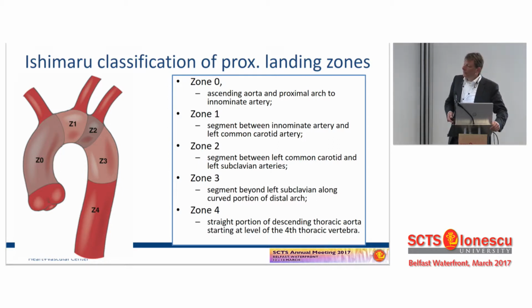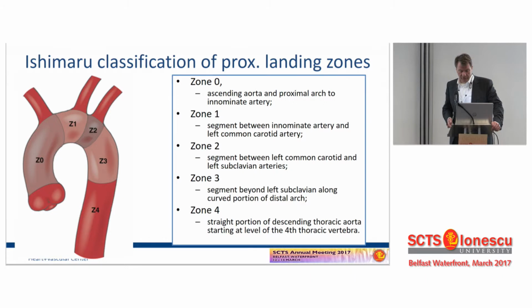If you want to look at arch stent grafts, you can classify the level of proximal seal by the Ishimaru classification, where zone 4 is the straight proximal descending part. Zone 3 is up to the left subclavian artery. Zone 2, when you cover the left subclavian artery. Zone 1 covering the left common carotid, and zone 0 is when you go into the ascending aorta and cover all 3 vessels.